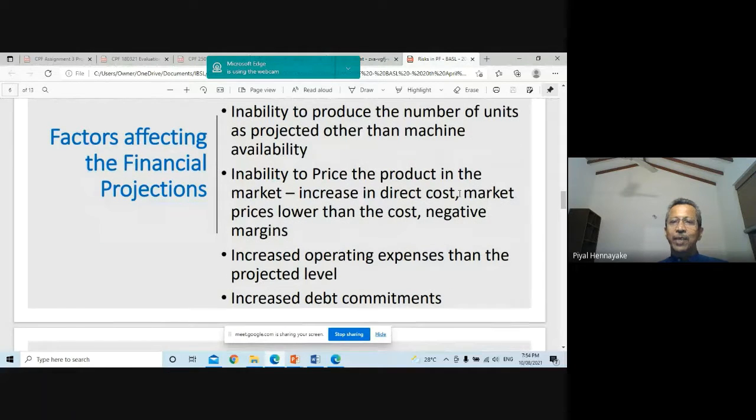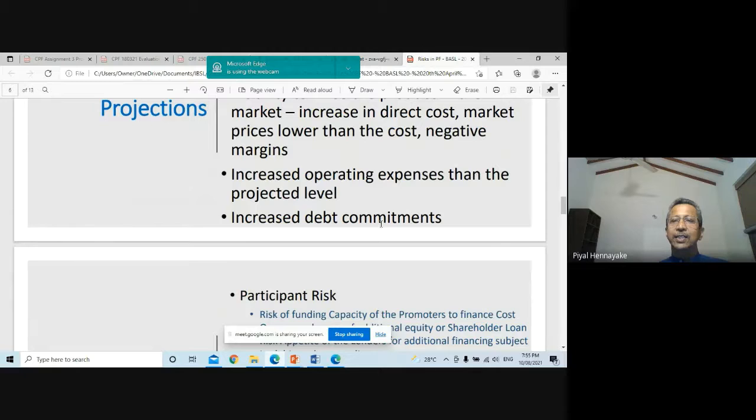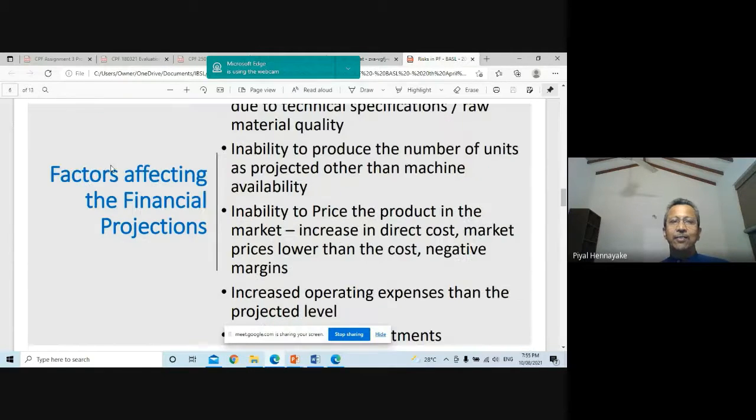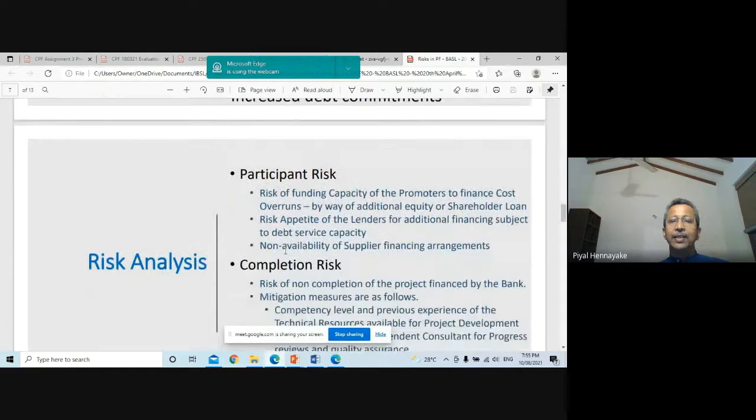Inability to price the product in the market, increase in direct cost, and we saw sensitivity and scenario analysis also. This will change our NPV and cause negative margins. Increase in operating expenses beyond the projected level and increase in debt commitments. That is, sometimes you have cost overruns, you have to increase the debt, so the financial projections will be affected.